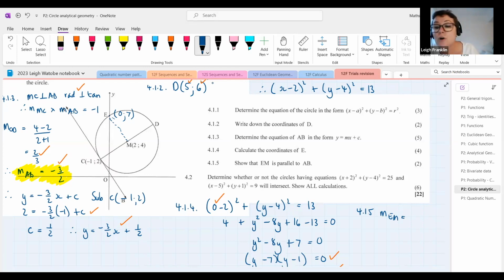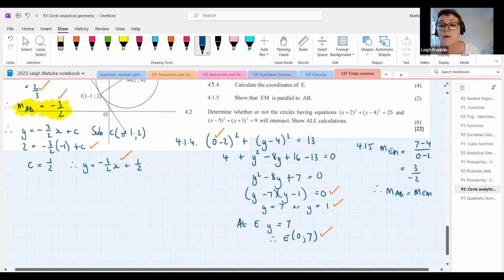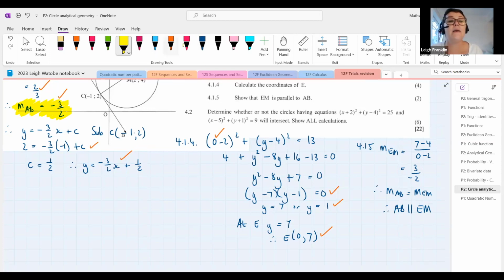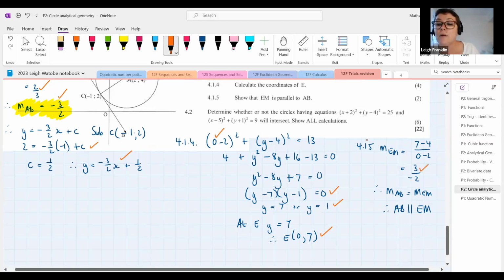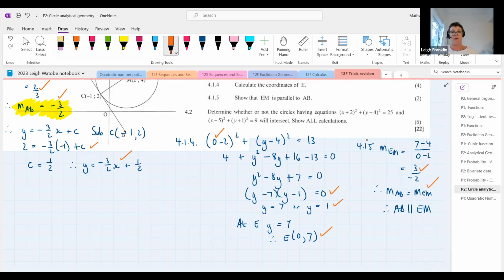EM. Okay, so I'm going to do 7 minus 4 over 0 minus 2, and that's going to give me 3 over -2. Okay, so therefore the gradient of AB equals the gradient of EM. Therefore AB is parallel to EM. Okay, all right, so same gradients. That's why the lines are parallel. Okie dokes.